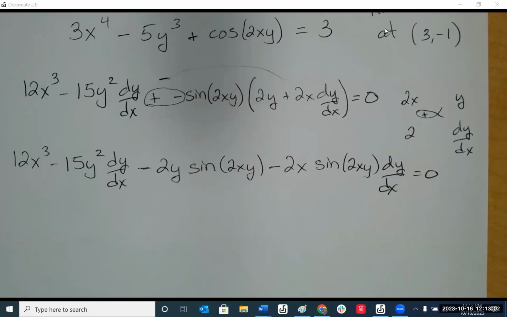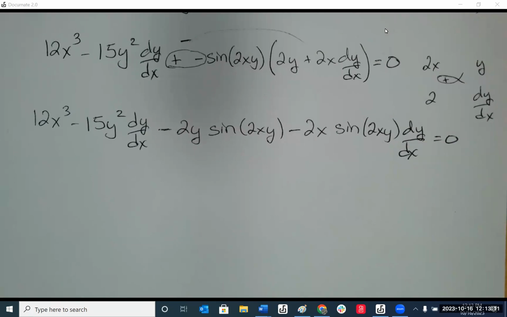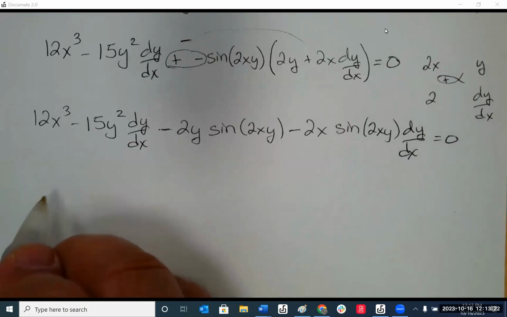Try not to look at what I'm writing. Do it yourself and just use mine to check. Don't just bobblehead. Now we gotta separate the dy/dx's from the non-dy/dx's. We'll move the dy/dx's to the other side.